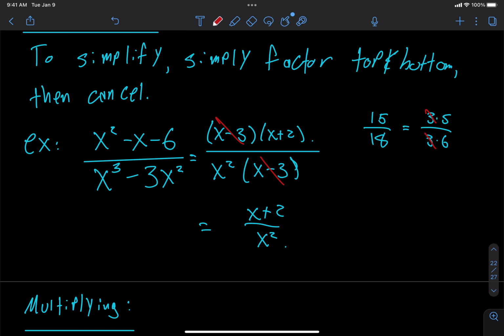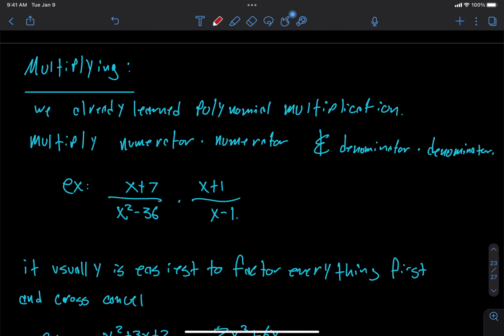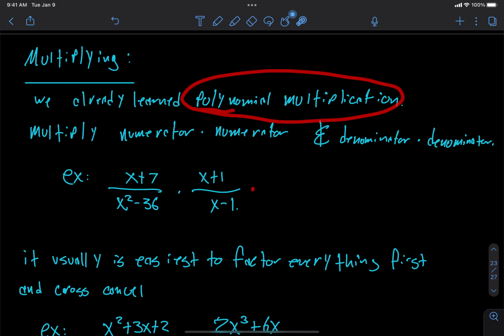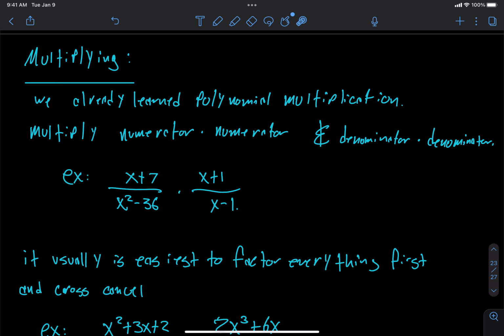All right. So let's talk about how we multiply two rational expressions. Well, we already learned how to do polynomial multiplication. And we know that if we multiply fractions, the only thing we have to do is multiply the numerator times the numerator and the denominator times the denominator. So since we already learned how to multiply polynomials, multiplying rational expressions is going to be exactly the same, right?